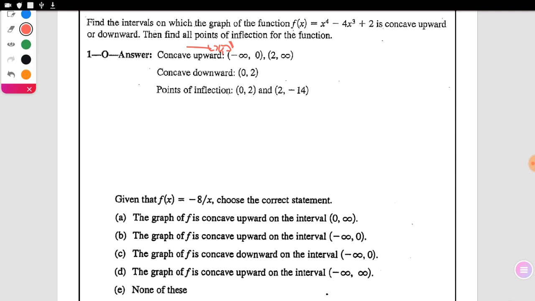Before we begin to solve this problem, I have to remind you. If we talk about concavity, we talk about the second derivative. If the second derivative at a point in an interval is greater than 0, the function is concave upward on this interval. If the second derivative at a point c in an interval is less than 0, the function is concave downward. When we talk about concavity, we use the second derivative.